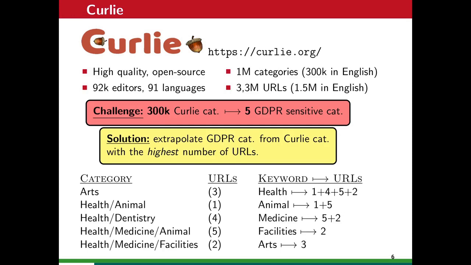In the example, we see that the keyword health appears in the name of all of the categories except the first one, and thus the corresponding number of URLs identified by this keyword is 1 plus 4 plus 5 plus 2. On the other hand, arts is included only in the first category, and for this reason it maps only to 3 URLs. We apply this process to identify the most representative keywords in the Curlie dataset. Now, let's see how we can leverage this process to identify the Curlie categories that are related to the 5 GDPR sensitive categories.